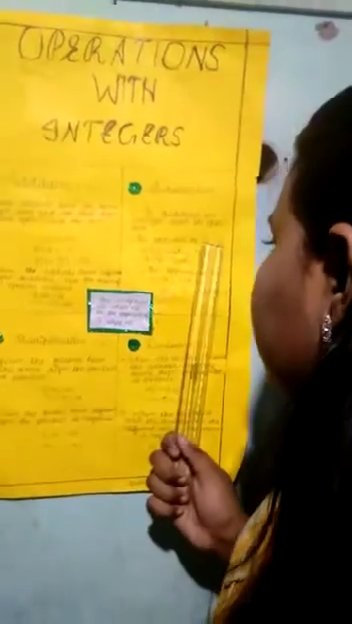Then the next operation is subtraction. To subtract an integer, add its opposite. So to subtract an integer, take its opposite and add. The opposite of 12 is equal to minus 12. So each and every number except 0 has its opposite. The opposite of minus 50 is equal to 50, etc. So an example is given here.